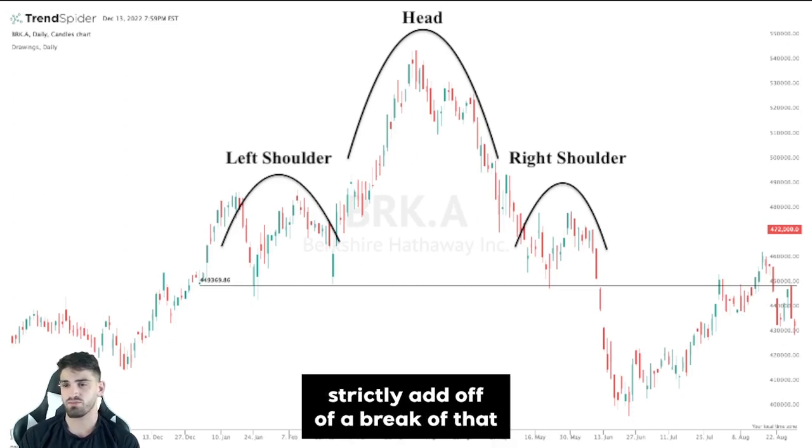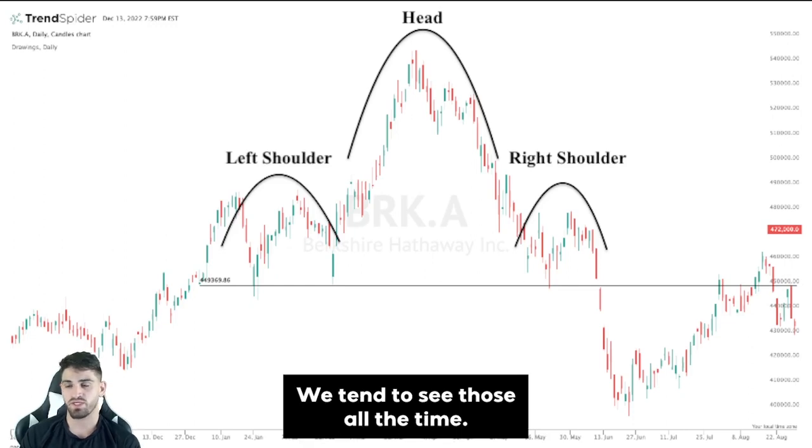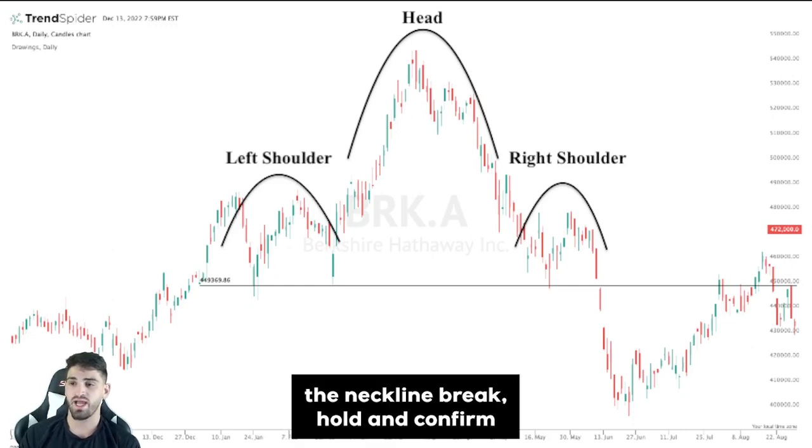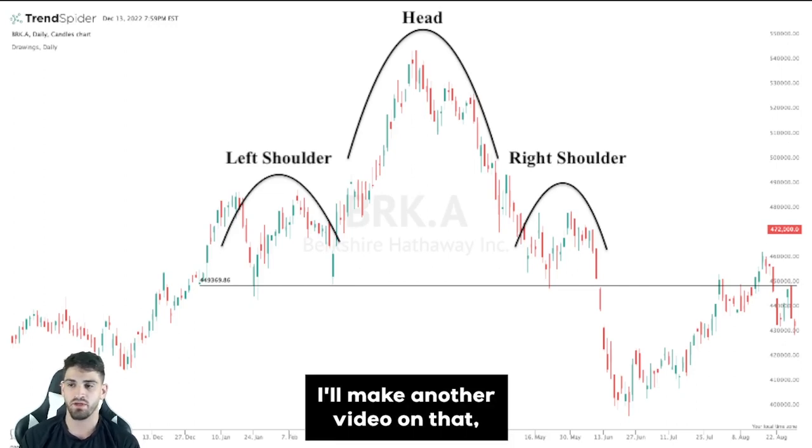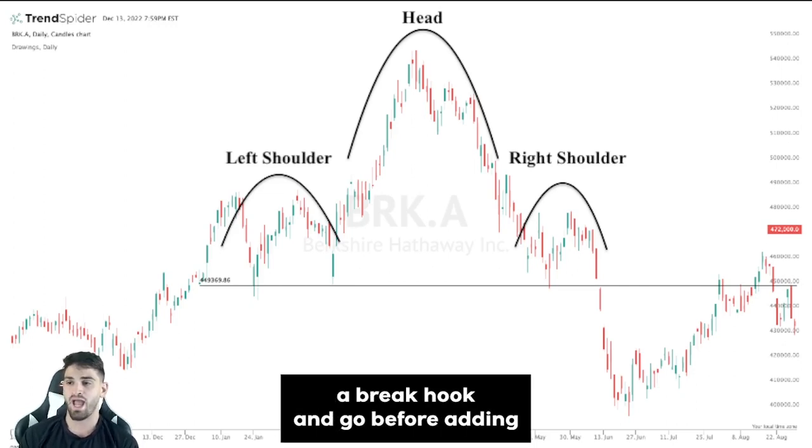Personally, I don't like to strictly add off of a break of that neckline due to false breakouts. We tend to see those all the time. I prefer to see the neckline break, hold, and confirm, or basically give me a break, hook, and go. I'll make another video on that. A break, hook, and go before adding the short.